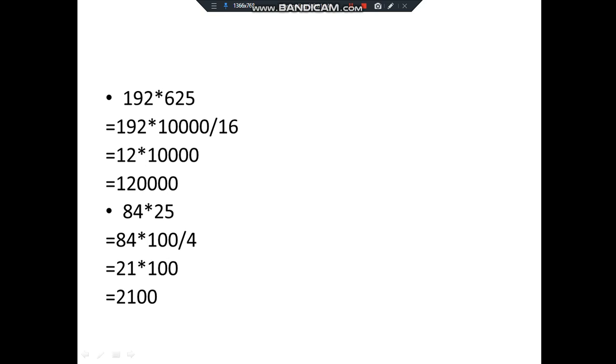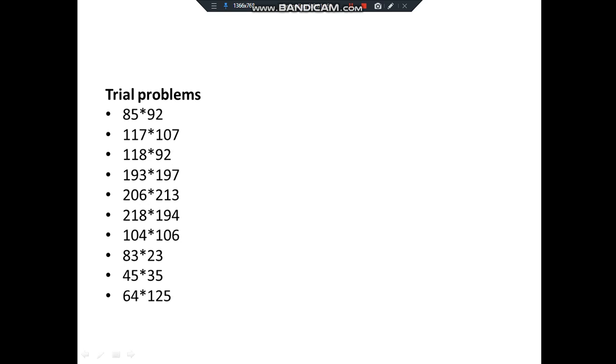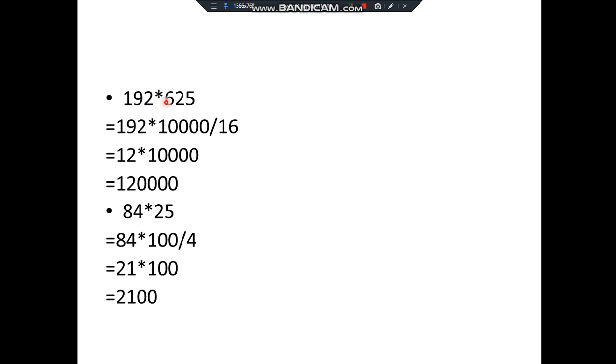See, 192 into 625, you cannot sit and multiply the whole thing. So instead you can do 192 into 10,000 divided by 16. We know 16 12s are 192. So 12 into 10,000, which is quite easy: 1,20,000. Next question also. See, 25 you can write as 100 by 4. So 4 and 84 cancel by 21. So 21 into 100, 2,100.